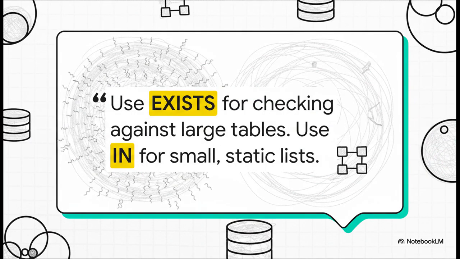So here's our second golden rule. If you're checking for something against a large table or a complex subquery, your default should just be EXISTS. If you're just checking against a small, hard-coded list of values, like a few country codes, then IN is perfectly fine, and honestly, it's often more readable.